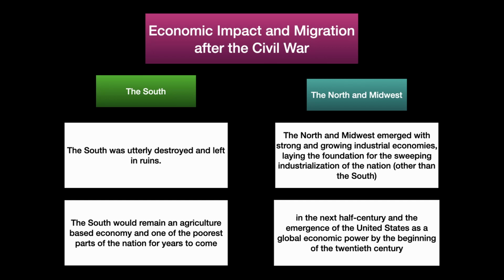All right, and the last part that students really have trouble with is the economic impact and migration after the Civil War. Remember, economic means jobs, trade, and money. So in the South, they were left utterly destroyed and left in ruins. The South would remain an agricultural-based economy and one of the poorest parts of the nation for years to come.